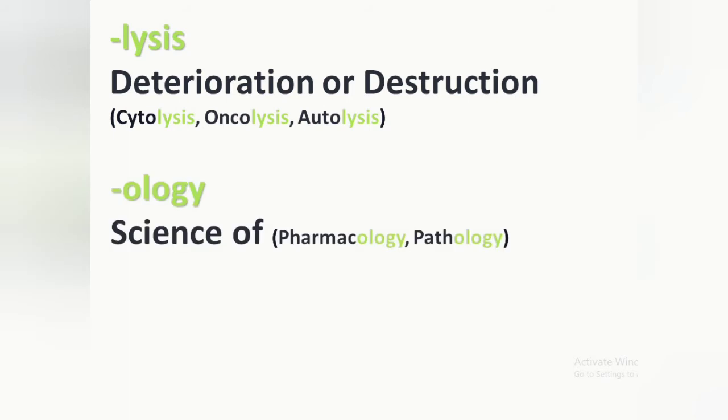Next suffix is ology, which means science of. There is pharmacology, which is the branch of medical science that studies how a drug affects a biological system and how the body responds to the drugs. And next is pathology. It is the science concerning the causes, origin and nature of disease.